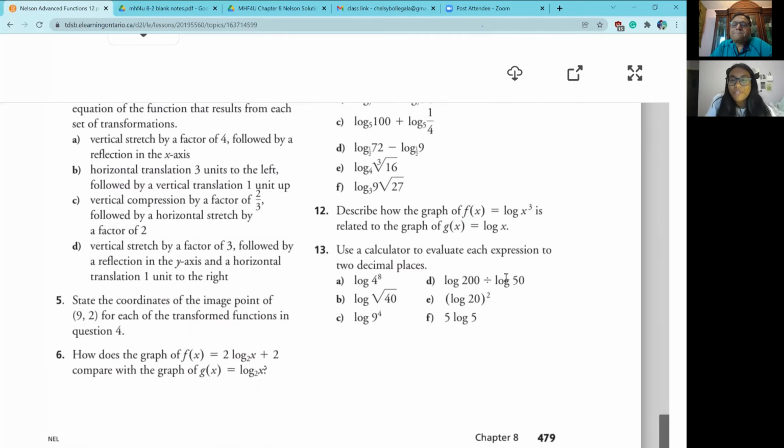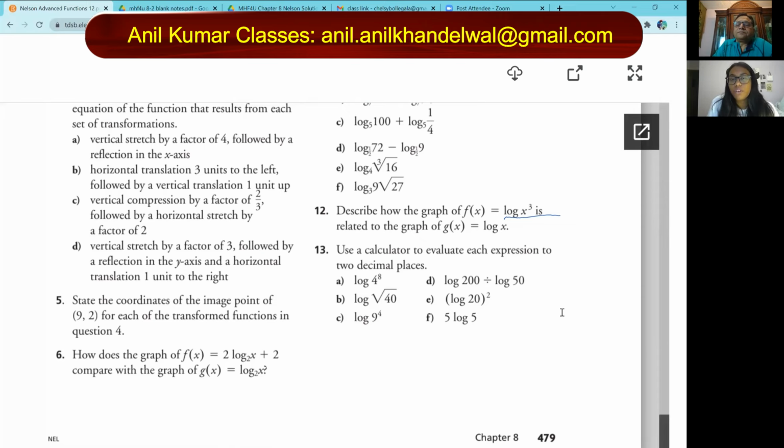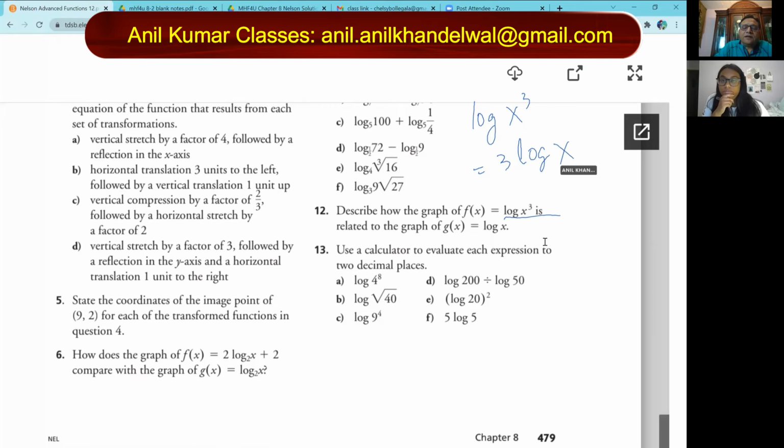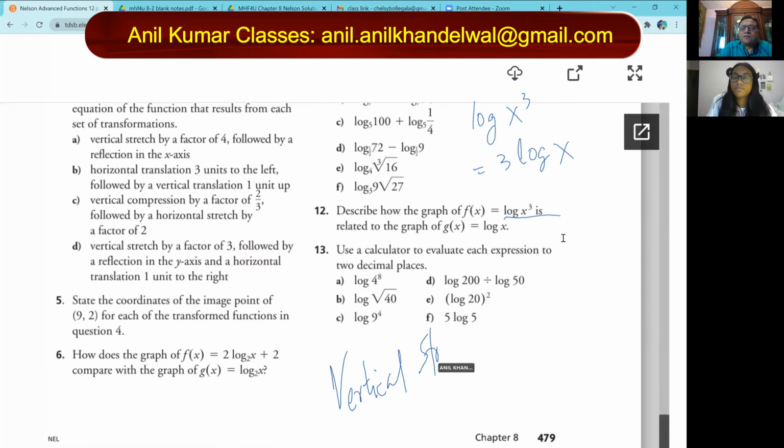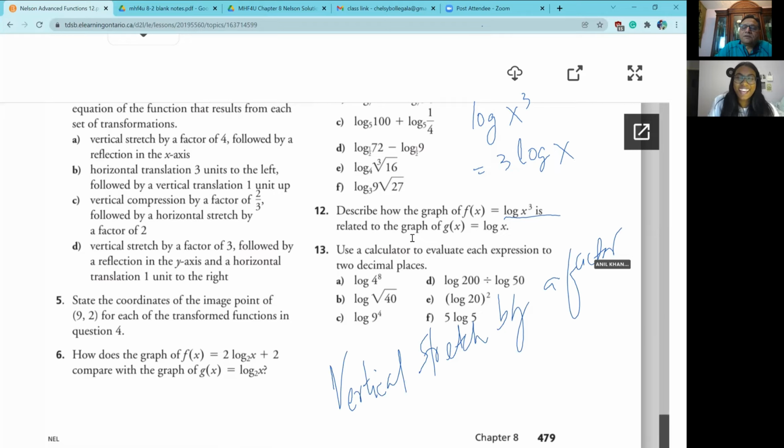Describe how the graph of f of x equals log of x cubed is related to the graph of g of x equals log x. Tell me. The only difference is the power of 3, which is equal to 3 times log of x, correct? So it is a vertical stretch by a factor of 3, right? You should be solving like this in a test paper, okay? Factor of 3. Done.